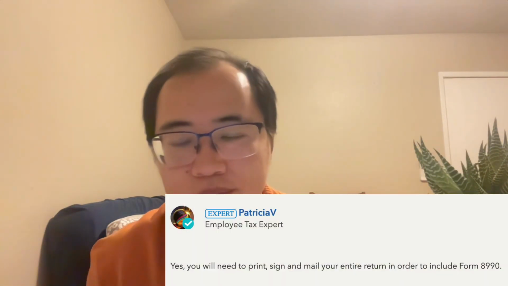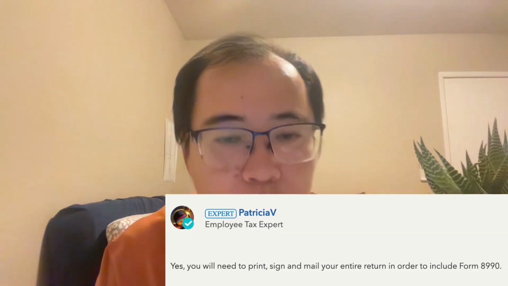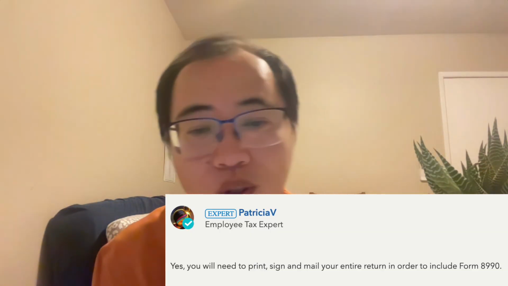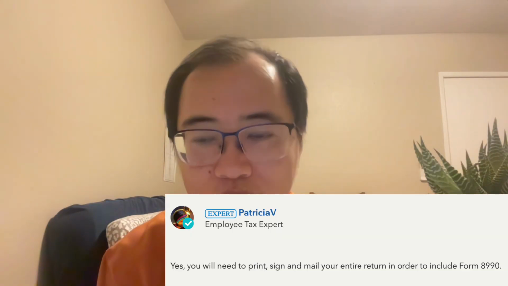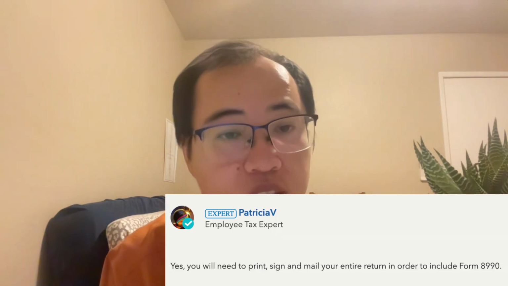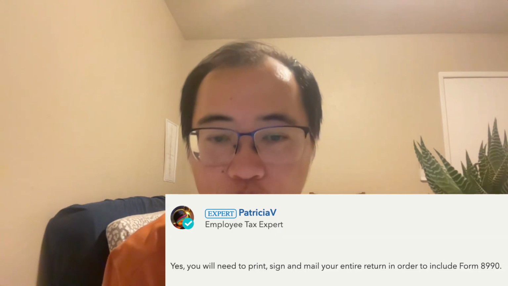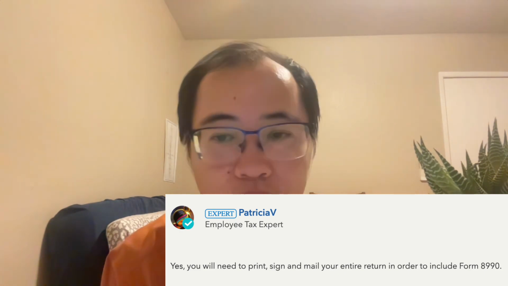So how do we file this then, as TurboTax does not support it? Well, unfortunately, because major platforms like TurboTax don't support it, you just cannot easily e-file with 8990 included. So you have to print your tax return out, attach the hand-filled 8990, and mail it to IRS. And oftentimes, that also means you have to paper file your state tax as well.